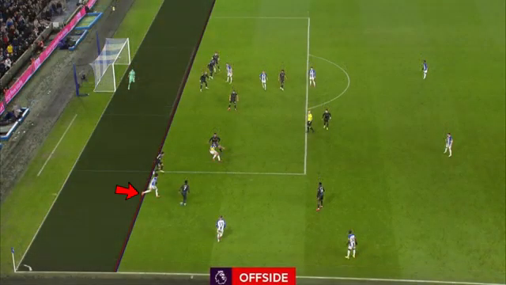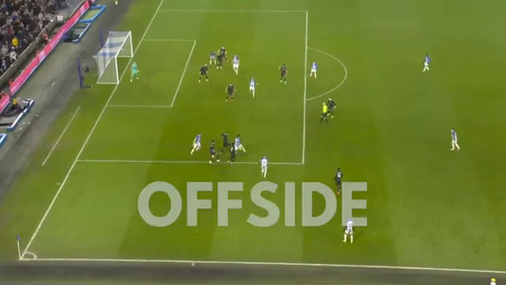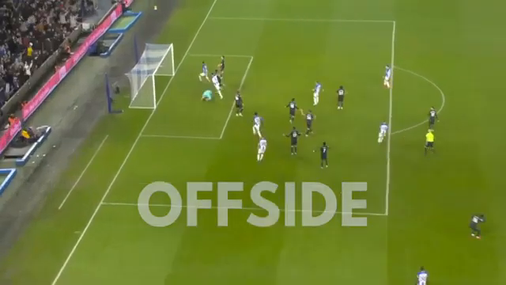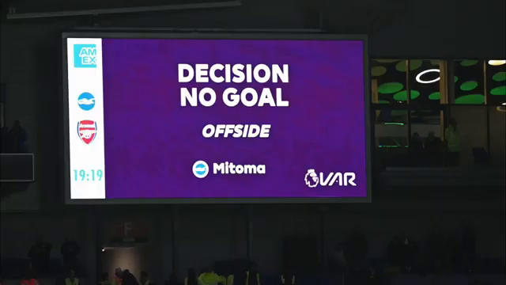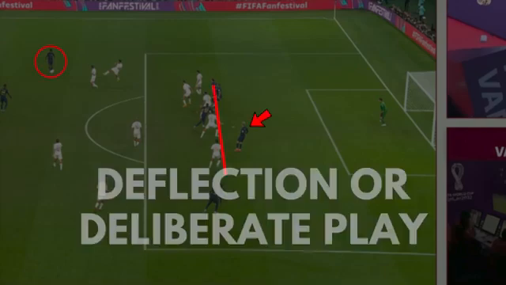In another example of coming back from an offside position, here you can see that the player is only very marginally offside, by his foot actually, when his teammate controls the ball. Because he is coming back from an offside position and then directly receives the ball, offside is correctly called. Now on to a subjective area of the offside law which is not well known, a deflection or deliberate play.